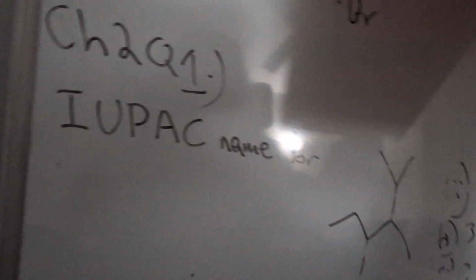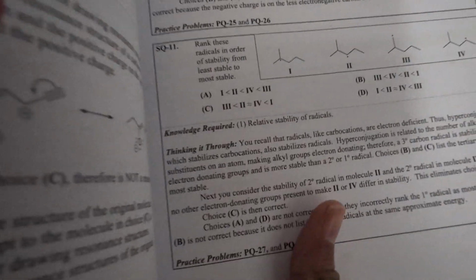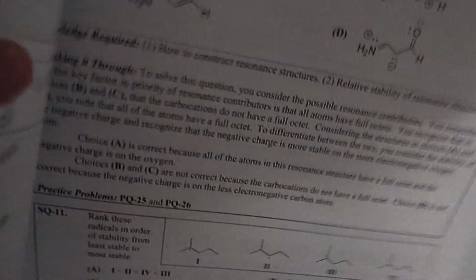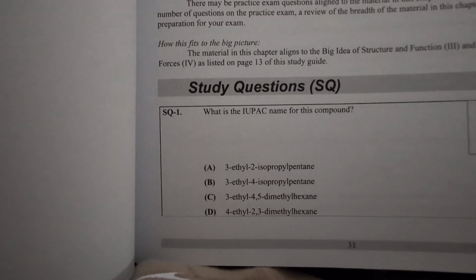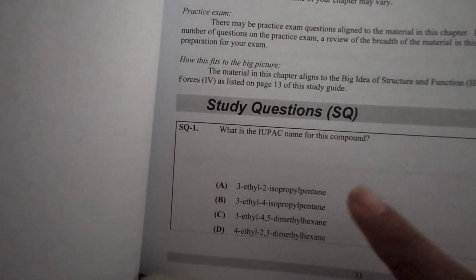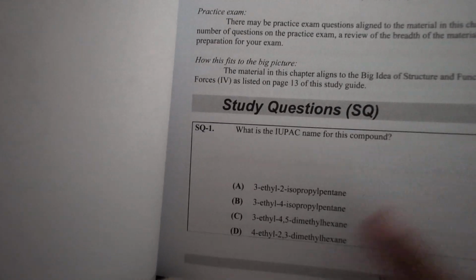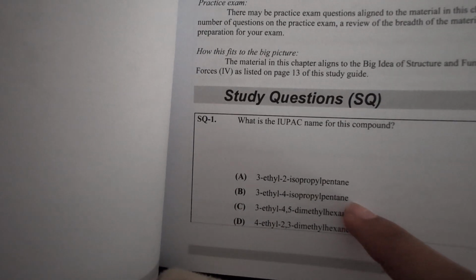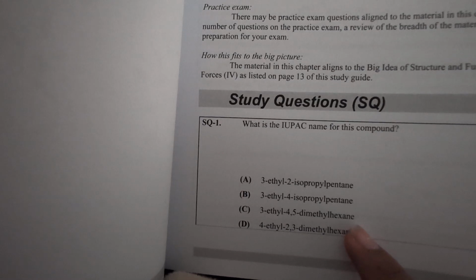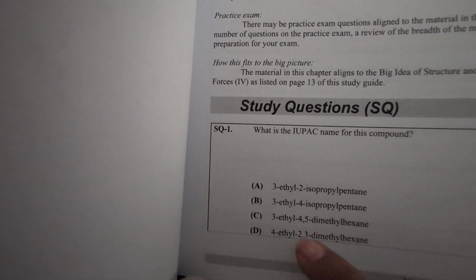Now let's look at our options that we have in the book. Hold up. Our options are A, 3-ethyl-2-isopropylpentane. As we mentioned, our longest parent chain is 6, which is a hexane, so we can automatically cross off A and B because they both end with pentane. And now it says 3-ethyl-4,5-dimethylhexane. Dimethyl, we know there's a dimethyl hexane. We know there's an ethyl. But let's look at that. They're saying ethyl is number 3.